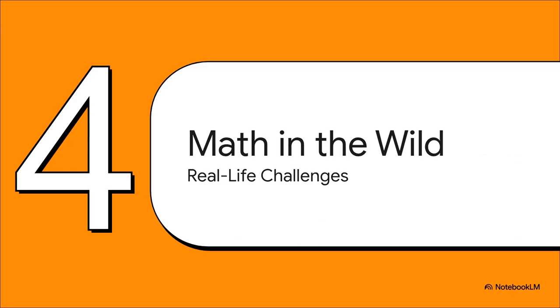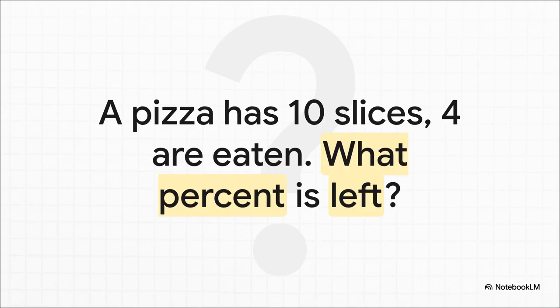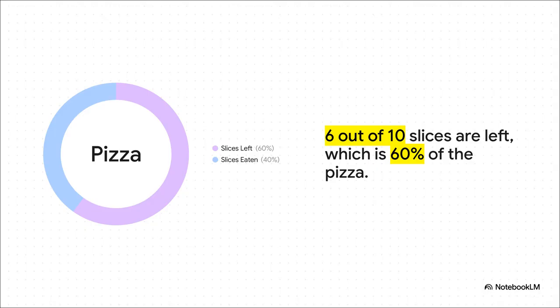Okay, so you've got the basics down. You speak the language. Now let's take it out into the real world with a couple of quick challenges. You ready? Here's a classic. You got a pizza with 10 slices. 4 of them are already gone. So the big question is, what % of the pizza is left? Well, if 4 are gone, that means 6 slices are left. And 6 out of an original 10 slices? Yep, that's 60%. So 60% of that pizza is still waiting for you.